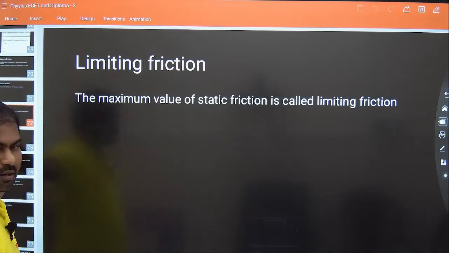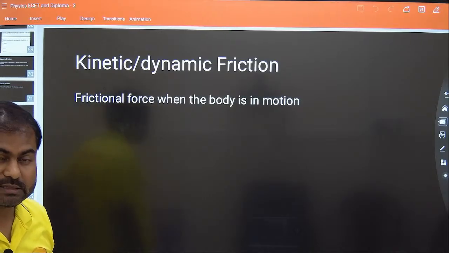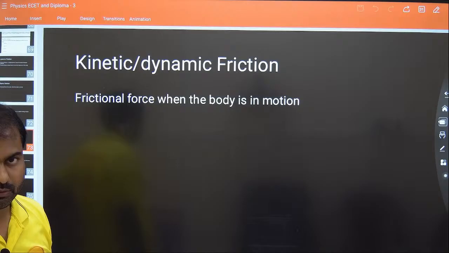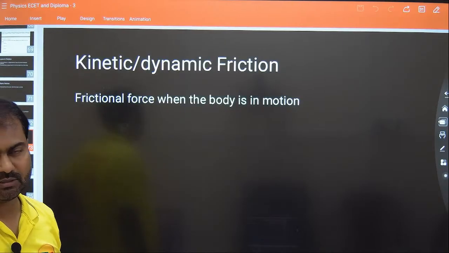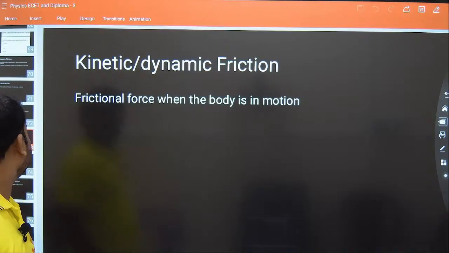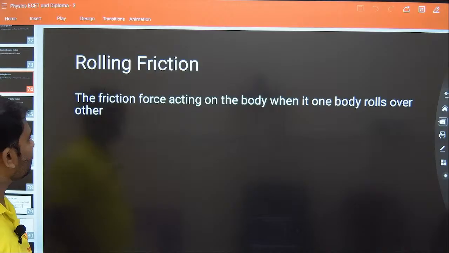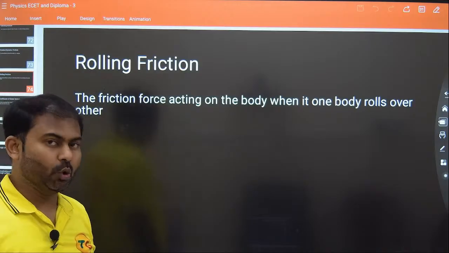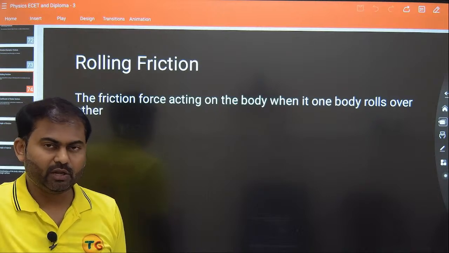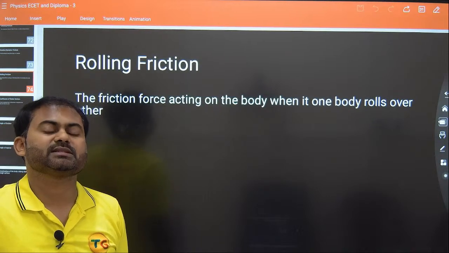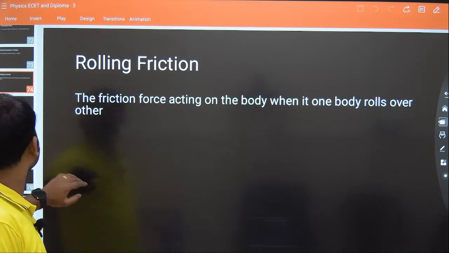Similarly, kinetic or dynamic friction. So what is the friction force that occurs when the body is in motion? It is called kinetic or dynamic friction. Whenever the body is in motion, that's called kinetic or dynamic friction. Clear? In a similar way, take rolling friction. When the body is rolling, whatever value of friction force comes into existence is called rolling friction. Understood? That's the same thing written here.